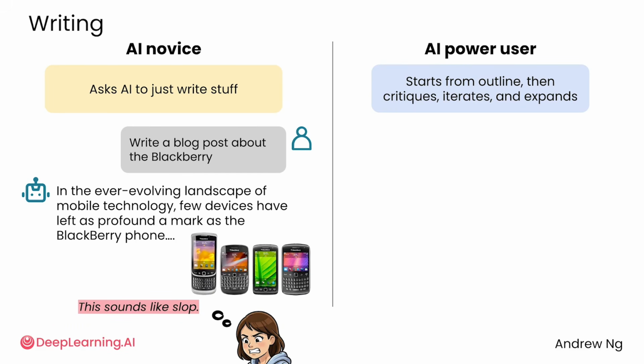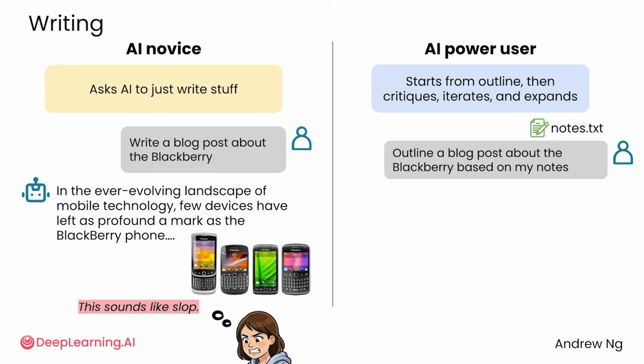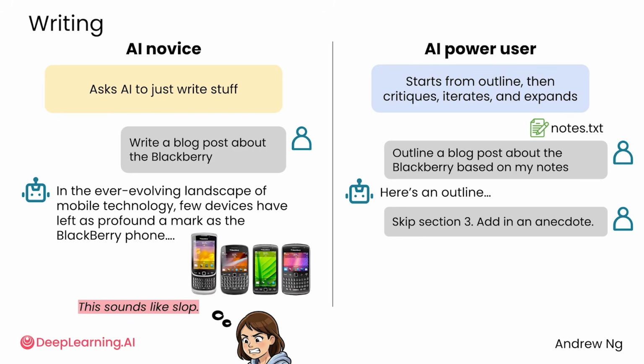So given a set of uploaded notes as context, an expert may say, outline a blog post about the BlackBerry based on my notes, so it knows what you want to talk about. And the AI may start by giving an outline. And you might then give feedback to the AI about what you like and what you don't like about the outline. And even iterate a few times, have a few back and forth rounds before you have an outline that you're satisfied with.